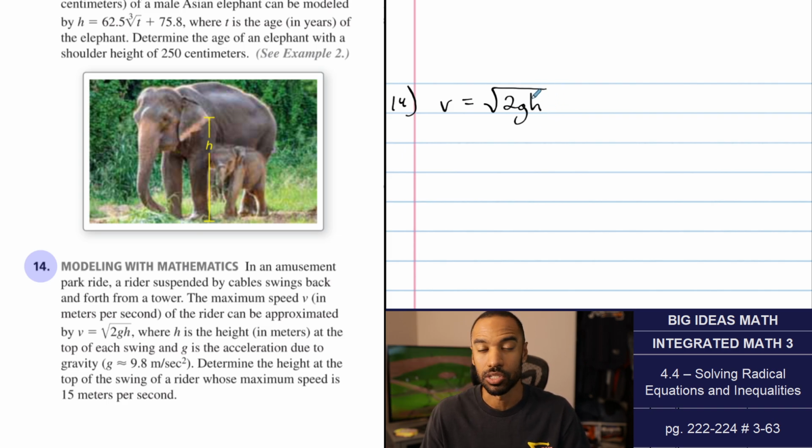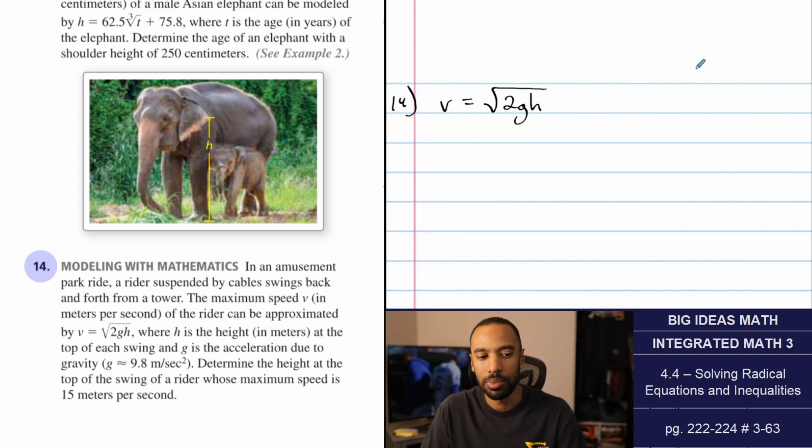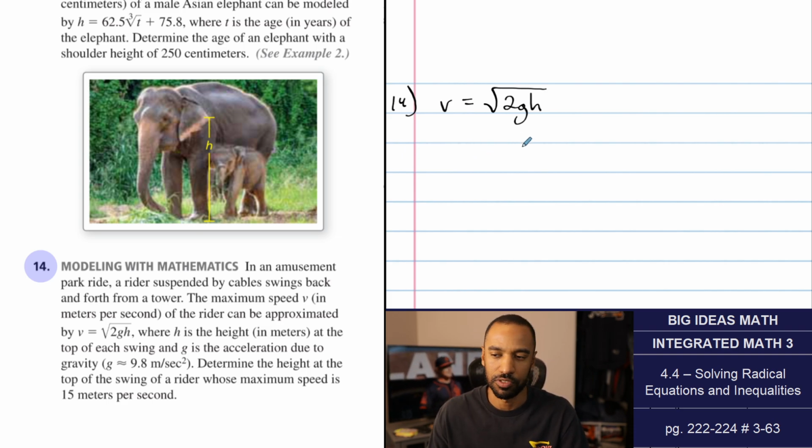Now, that's always the case. It's always that 9.8 number. And you might remember seeing that 16 number quite often that we've been using. That's for feet and seconds. This is meters and seconds, or squared seconds. Determine the height at the top of the swing of a rider whose maximum speed is 15 meters per second.